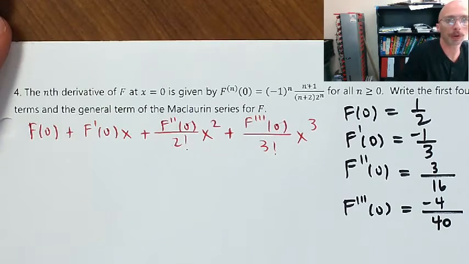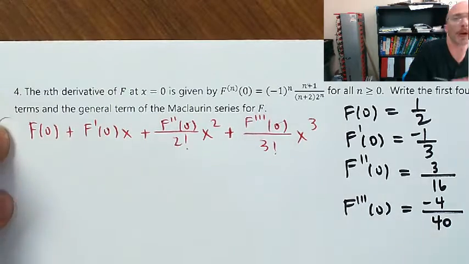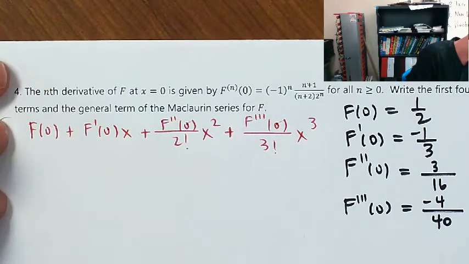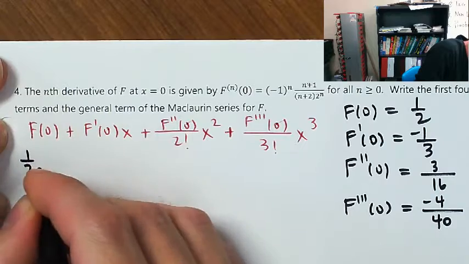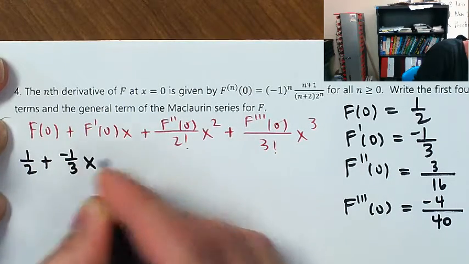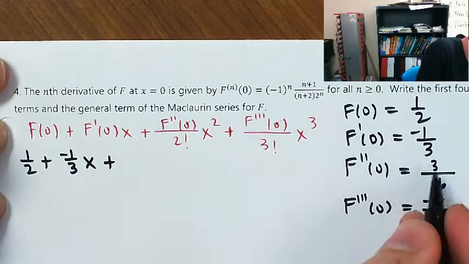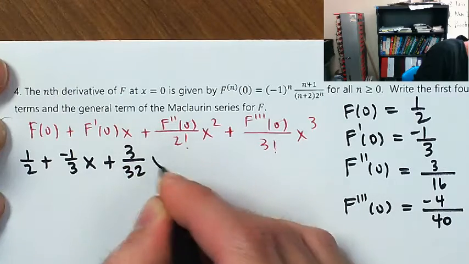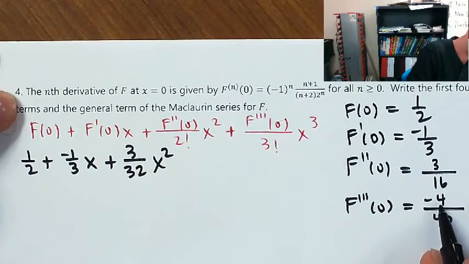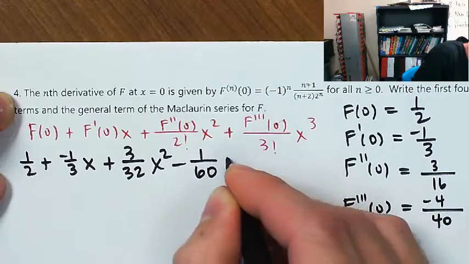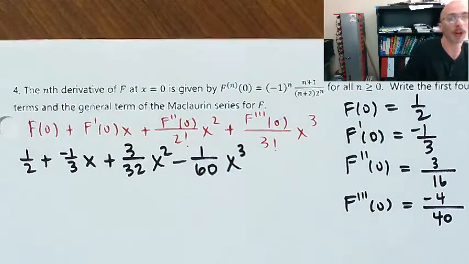Okay, we're going to write the first 4 terms, and then I'll work on the general term in a second. So, f of 0 plus negative 1/3 of x plus f double prime divided by 2 factorial. So if I divided by another 2, I'd have 3 over 32 x to the 2. And then plus f triple prime over 3 factorial. So I'm going to have negative 1/10, but then I'm dividing by 3 factorial. That would be negative 1 over 60 x to the 3rd. That's the first 4 non-zero terms.